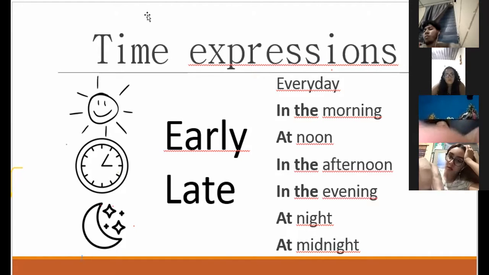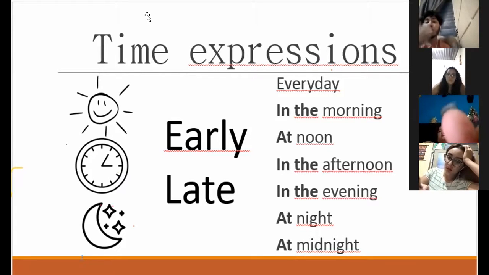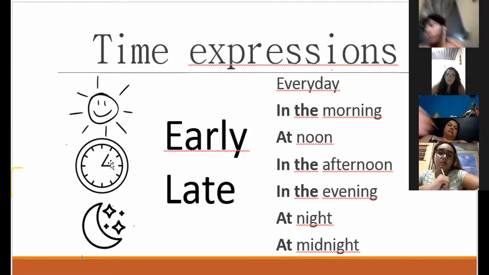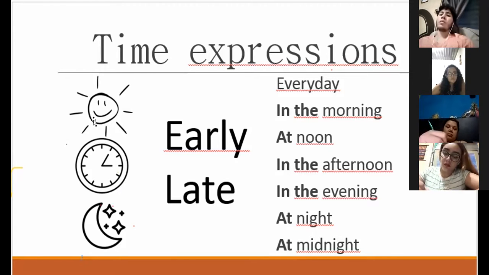I have breakfast early in the morning. Okay, early could be in the morning, right? That's in the Spanish, but I need an explanation in English. Let's try. For example, do you see the clock here? Usually early is during the morning, right? Usually. It doesn't mean that it is always going to be used in the morning. You can use early anytime depending on the activity that you are going to do, okay?